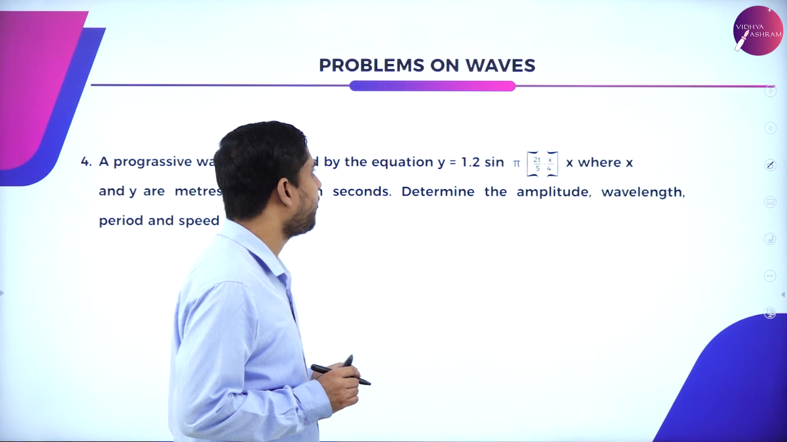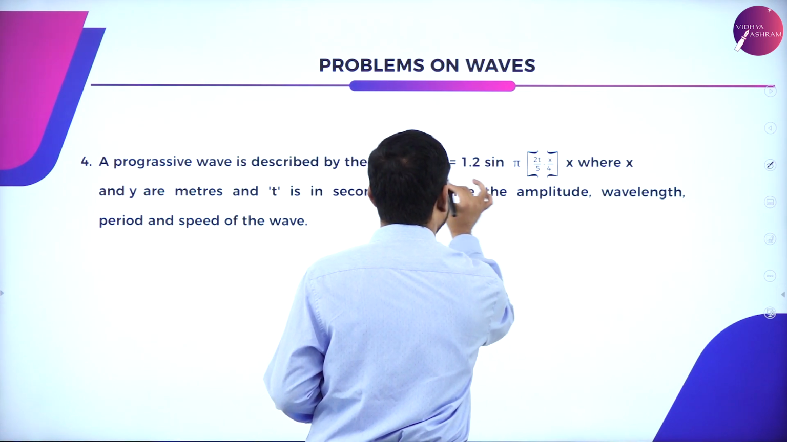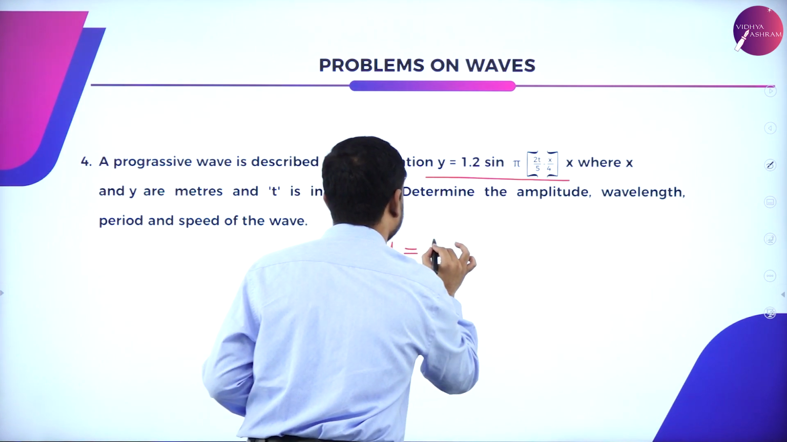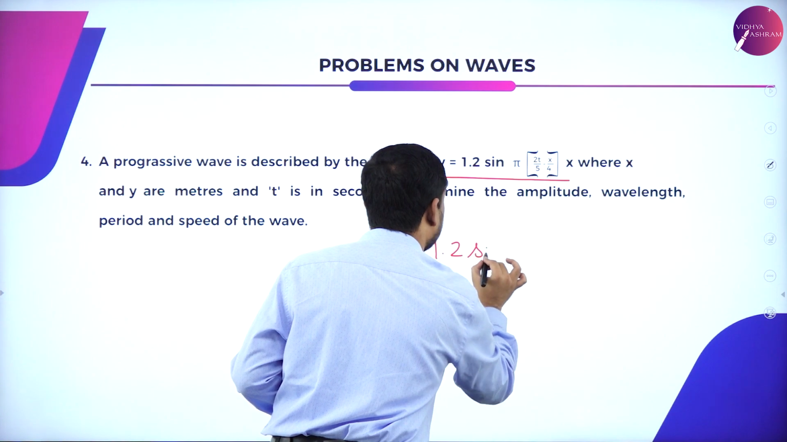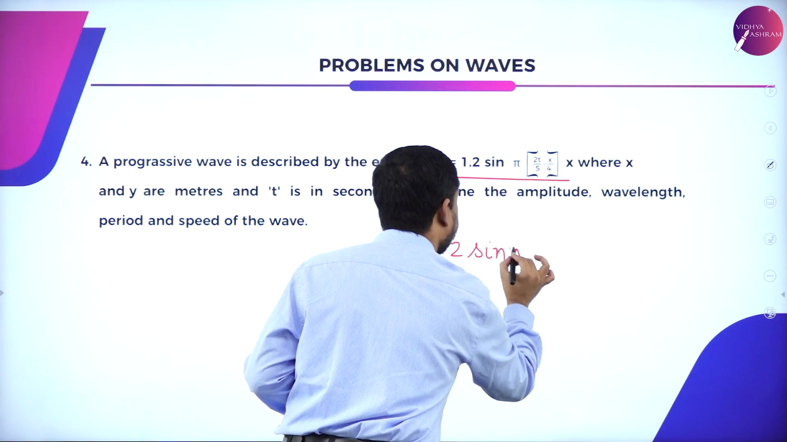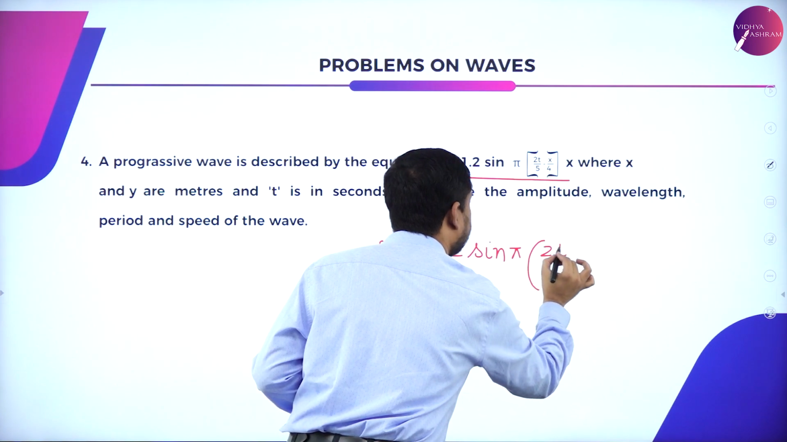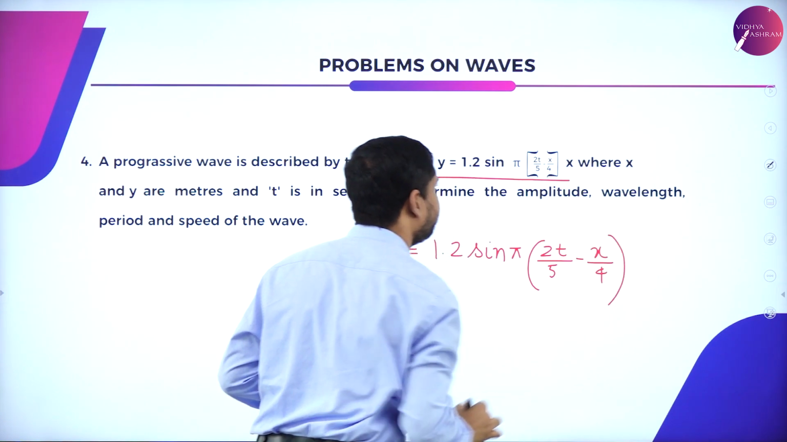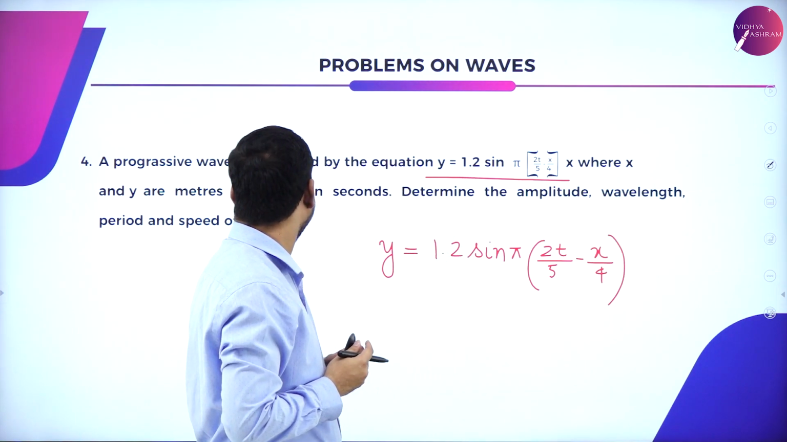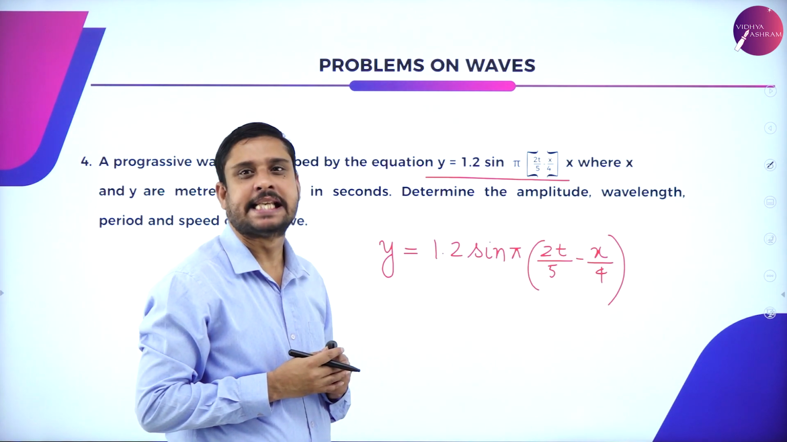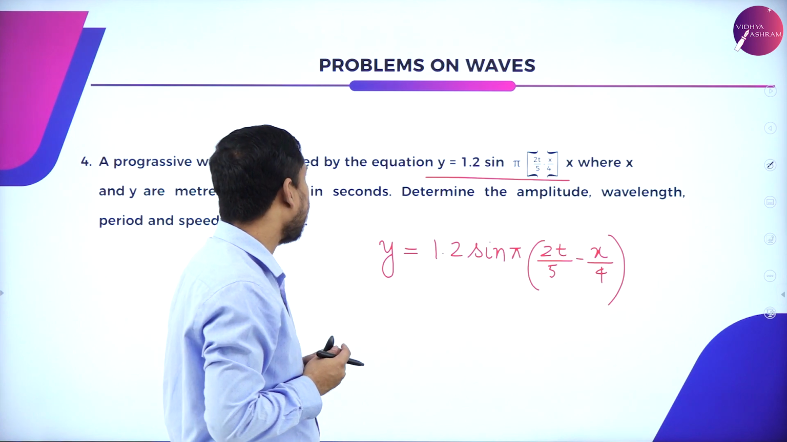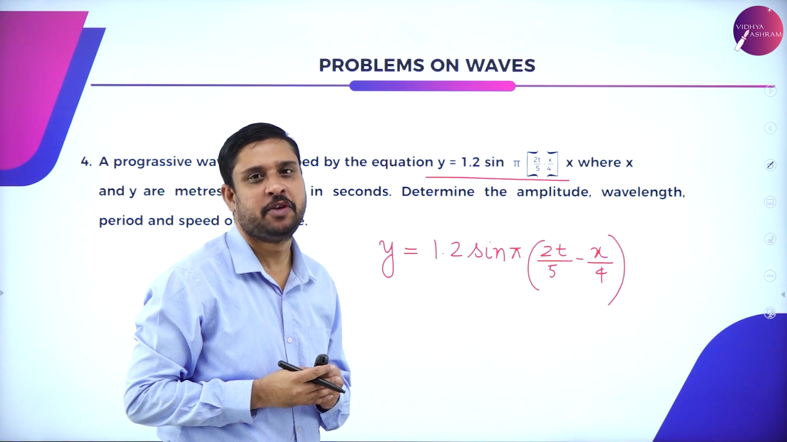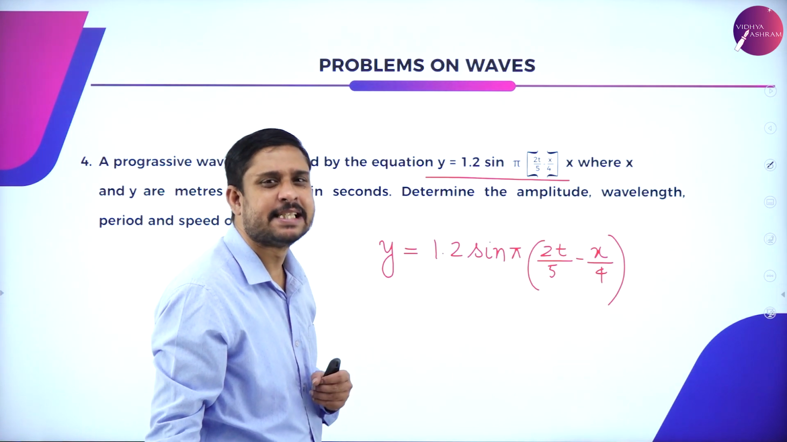A progressive wave is described by this equation: y equals 1.2 sine pi (2t by 5 minus x by 4), where x and y are in meters and t in seconds. Find the amplitude, wavelength, period and speed of the wave. You may take it as an assignment, just a comparison.